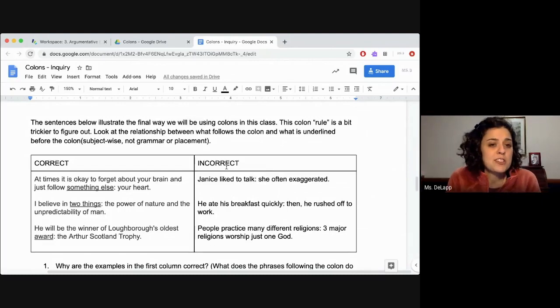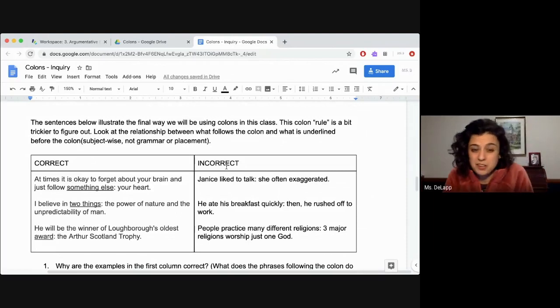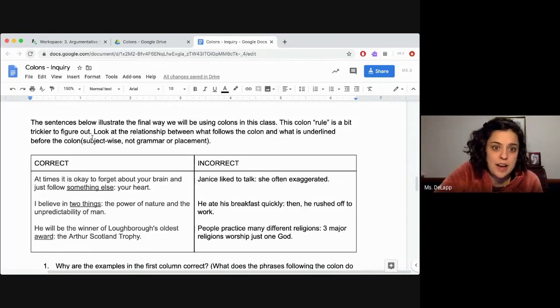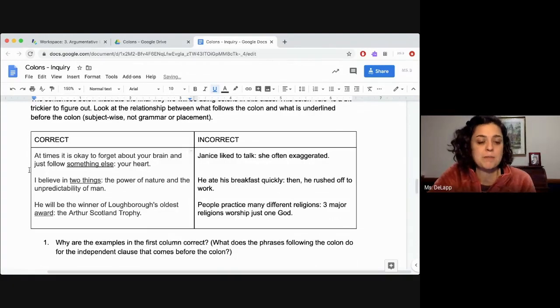So the directions say the sentences below illustrate the final way we will be using colons in this class. This colon rule is a bit trickier to figure out. Look at the relationship between what follows the colon and what is underlined before the colon. Subject-wise, not like grammar or placement, like where it is in the sentence. So let's look at the correct column first.